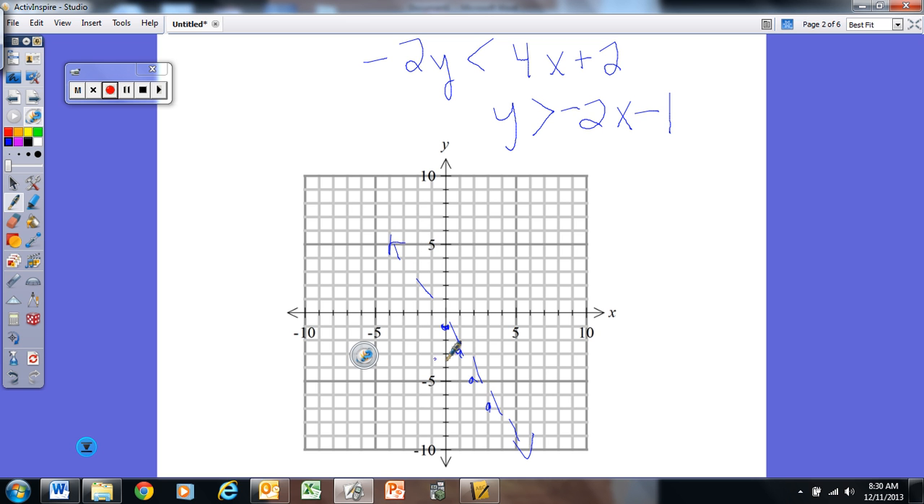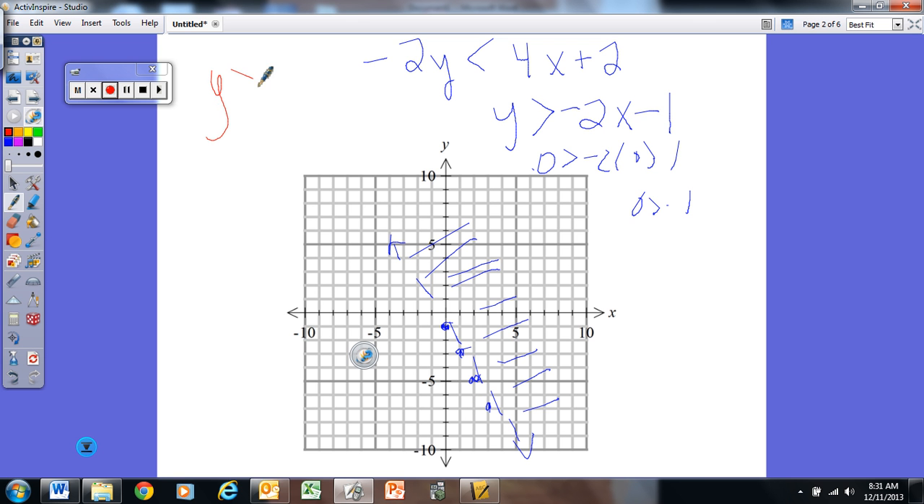Sometimes it helps if you go through the points on your line. Just keep in mind I'm trying to do this on a computer and it's not really all that good. Okay, so check the point 0, 0. 0 is greater than negative 2 times 0 minus 1. 0 is greater than negative 1. True story. So we're going this way. Straight lines. Now this other one is tricky.